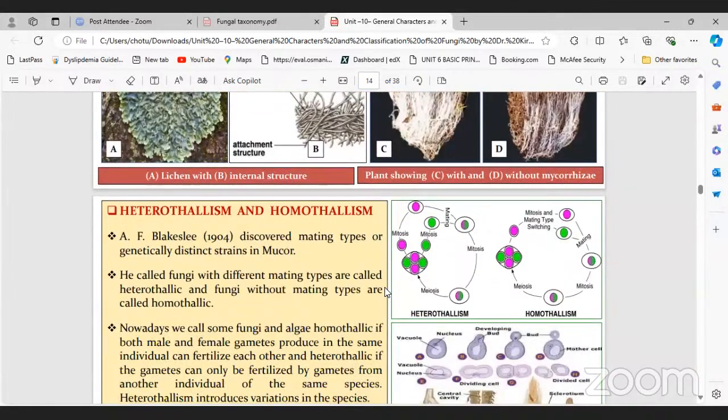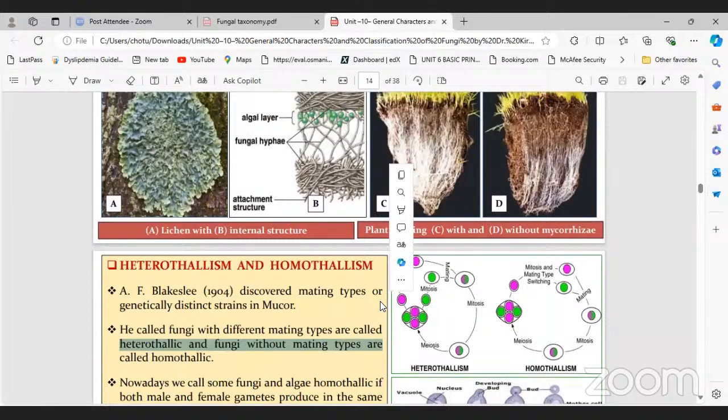And coming to the, what is heterothallism? What is homothallism? Very important. Heterothallism and homothallism are also most important in fungi. The scientist name is Blakeslee. This scientist Blakeslee in 1904 discovered mating types, the genetically distinct strains, in Mucor.